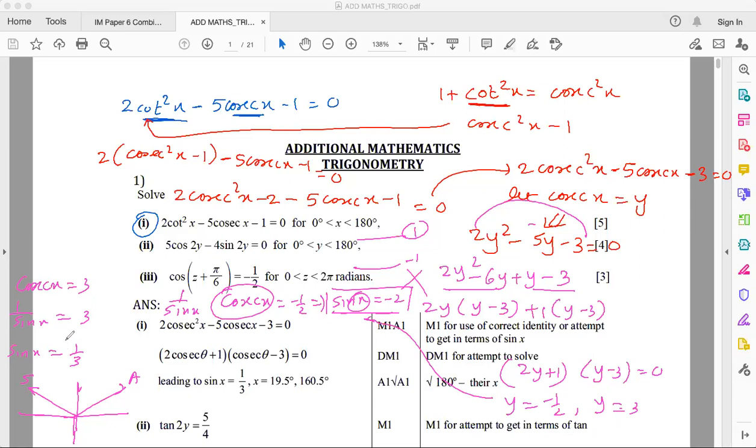Now you do sine inverse of 1/3 to get this base angle, which is 19.5. This is also 19.5. But when you measure the angle, because I have to measure from 0 to 180, the first angle will be 19.5. So x is 19.5. And the second angle will be this one, which is 180 minus 19.5, which is 160.5. So this is how you solve this kind of question.